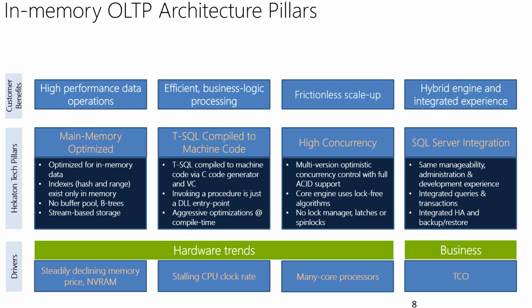So the next pillar is frictionless scale-up. So we said that in order to take advantage of the modern processors, you have to enable your applications to run much more highly concurrent than was previously the case. But if you do that in traditional database engines, you run into locking and you run into latching, which slows you down and prevents you from making use of your CPU resources.